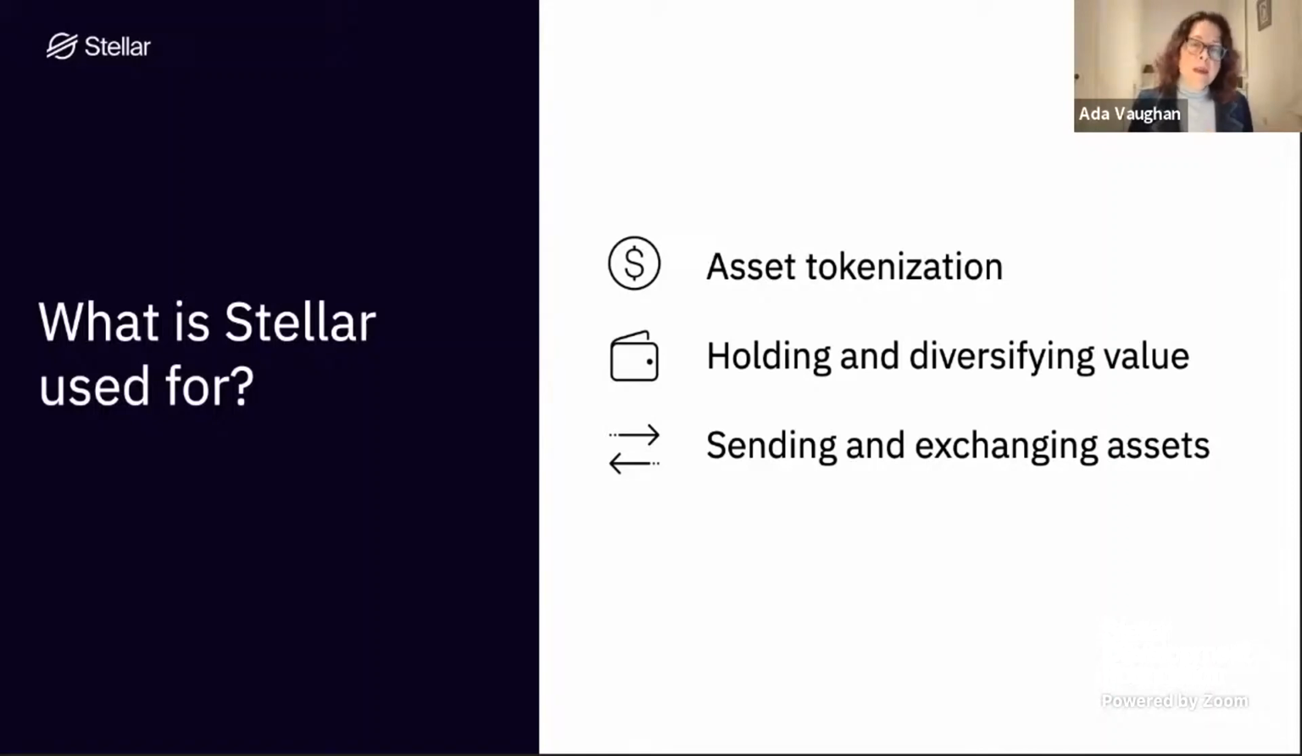The third thing that people do once they have assets on Stellar is they want to send and exchange. As I was saying, going across border, making a payment to a business in another country, or even sending peer-to-peer remittances. So I can send you money if you're in a different country, and I can use Stellar to move that value.